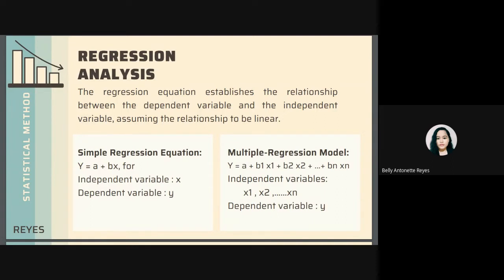But for some products, independent variables may be more than one, and in such a case, multiple regression analysis can be used. Hence, we have the formula y equals a plus b sub 1 times x sub 1 plus b sub 2 times x sub 2 plus, until b sub n times x sub n. In this case, we have more than one independent variable. Our independent variables are denoted by x sub 1, x sub 2, until x sub n, and our dependent variable is y. Next slide, please.